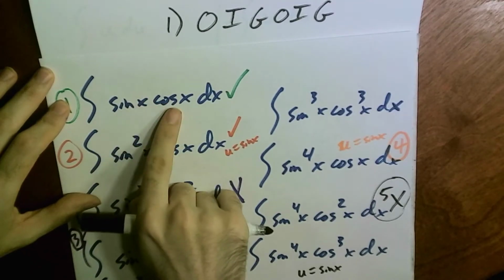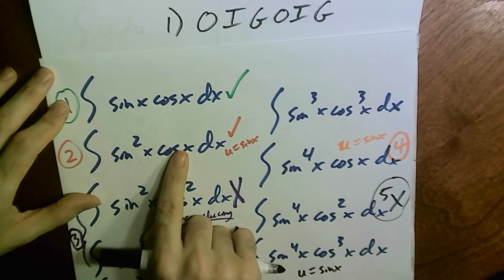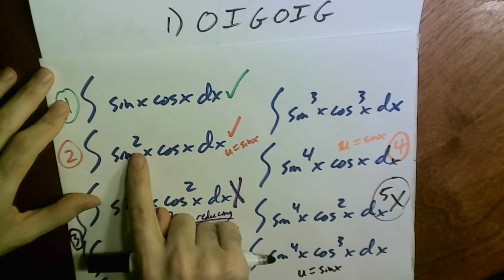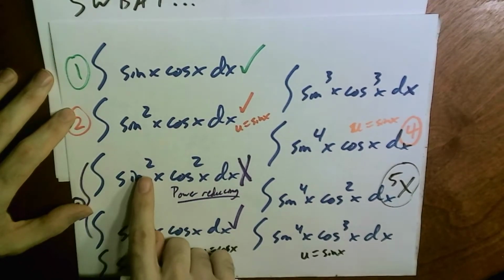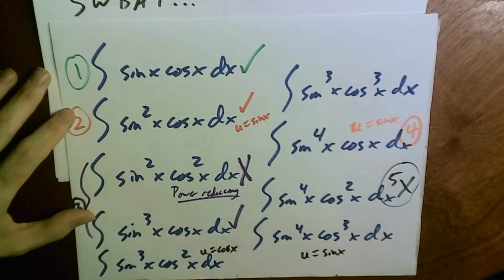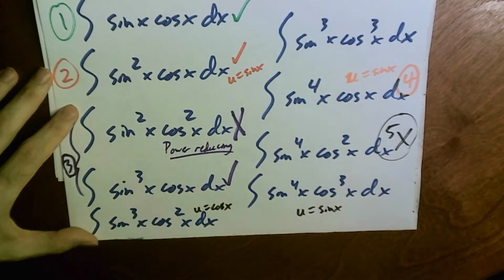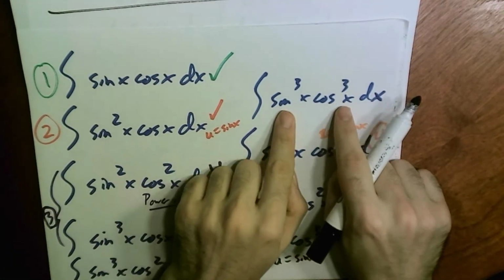1 and 1, I can sub either way. 2 and 1, I want to sub for the one with the 2. The one with a power 1 was okay. Power of 2 and 2, no good. Power of 3 and 1, either way is okay. Power of 3 and 2, I sub for the square. I leave the cube alone. I use the cube in my du.